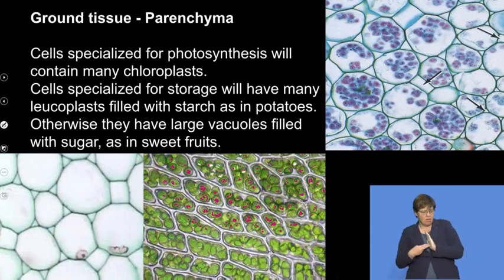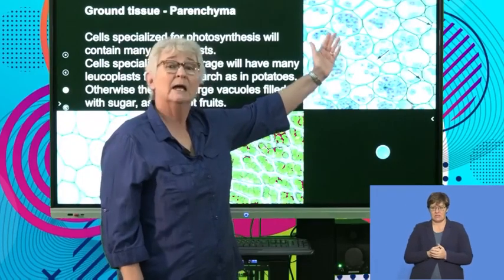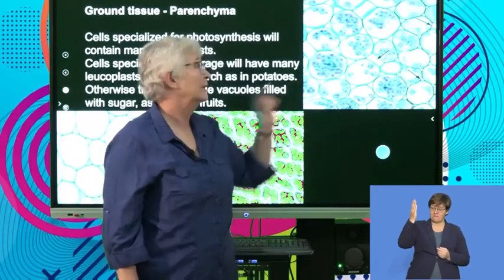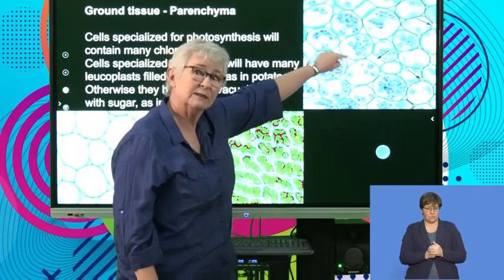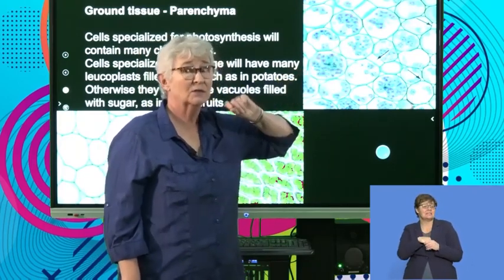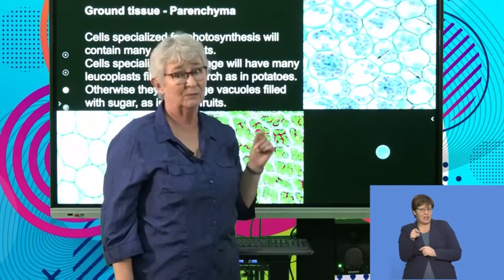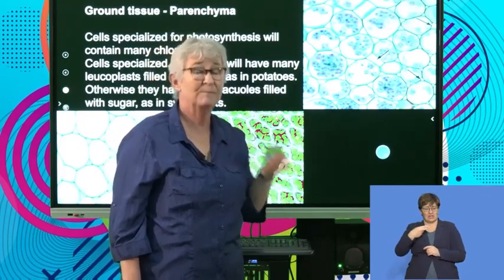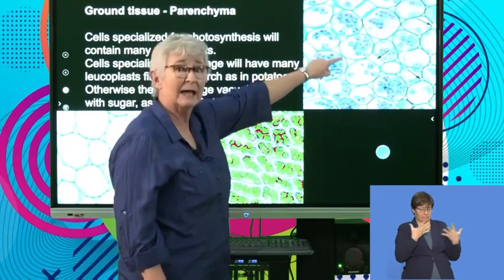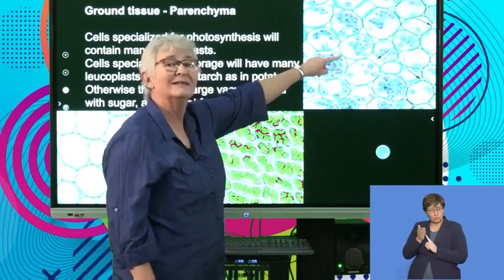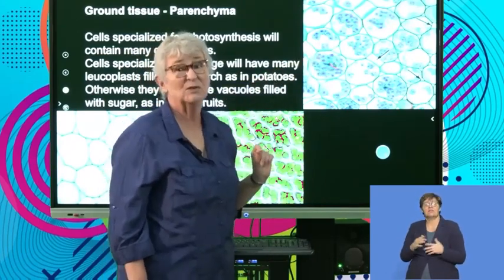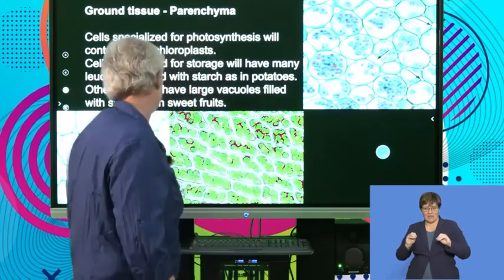For example, here we have cells filled with chloroplasts. That's obviously in the leaves for photosynthesis. What we have here, that is your potato. Because inside those cells, those little purpley things, those are the starch grains, and you should know that when you eat potatoes, you're eating a lot of starch. This picture shows very nicely how there are spaces between the cells.